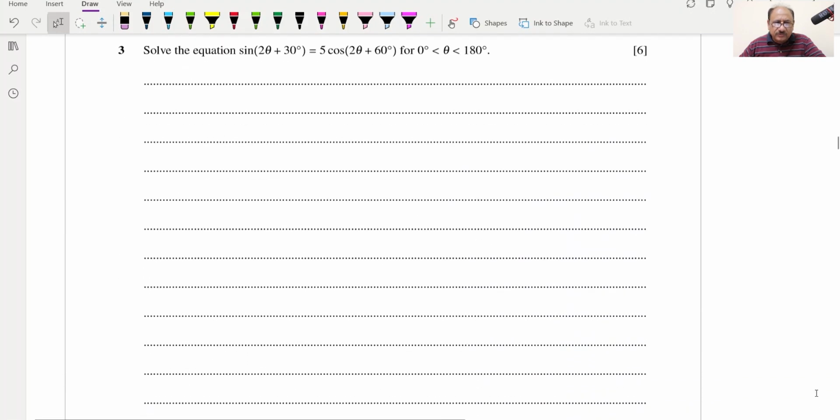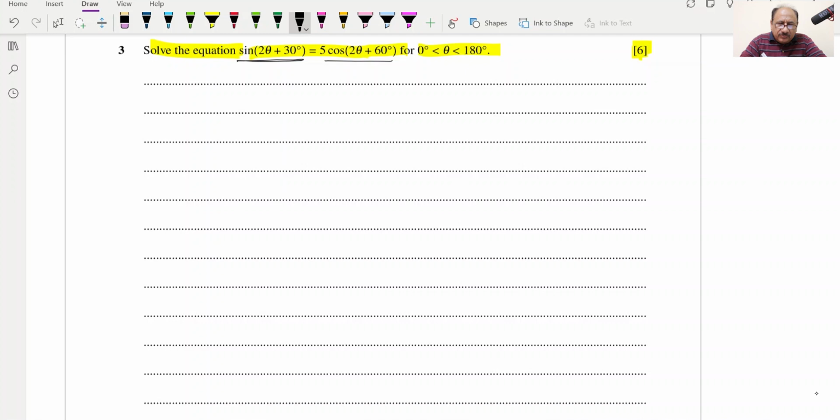Hopefully you understood this. Now question number 3 says solve the equation, and this is the equation provided. Range is 0 to 180. This is a 6 marks question, and to solve this one, we know sine of a plus b. This is sine of a plus b. This is cos of a plus b.